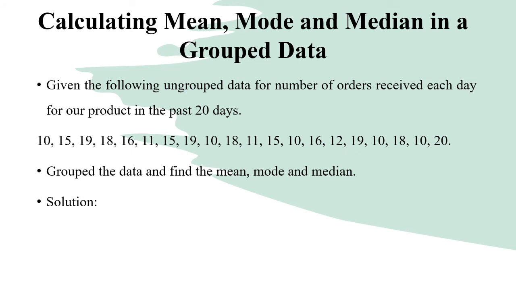Given the following ungrouped data for the number of orders received each day for our product, say pure milk, in the past 20 days. So ungrouped data is being given to us. Group the data and find the mean, mode, and median. First, we group the data in a table.